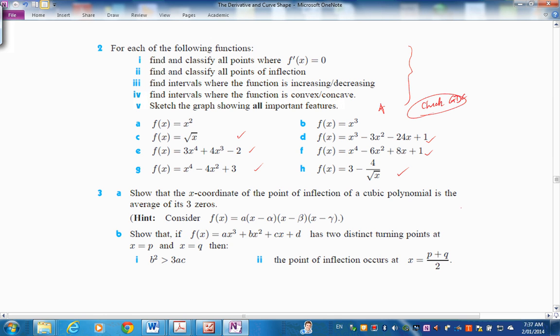Okay, and some extension questions here that you might have a look at. Don't forget the hint here. It's important to start with that one. Alright, I'm going to show you the solutions now. Let's have a look.